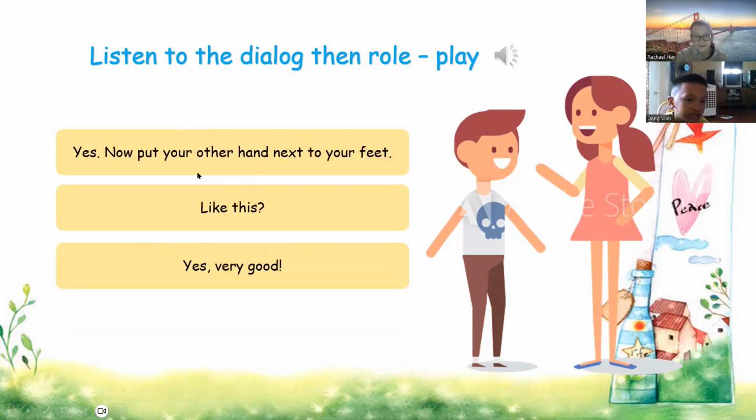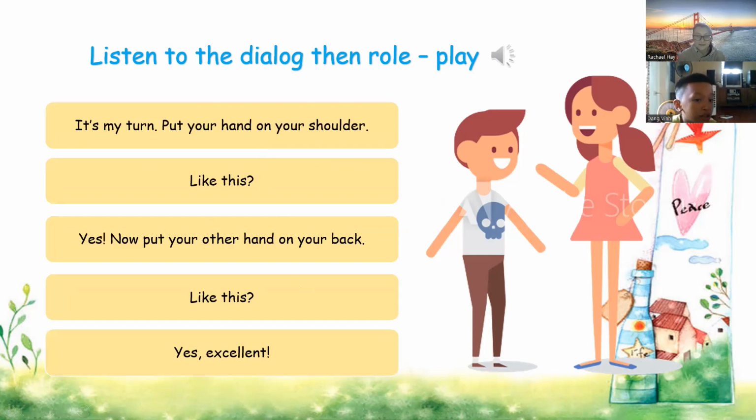What does this say? Now put the other hand next to the feet. Like this. Yes. That's very good. Good. What does that say? Put the hand on the shoulder. Good. Like this. Yes. Now put the other hand on the back. Like this. Yes.